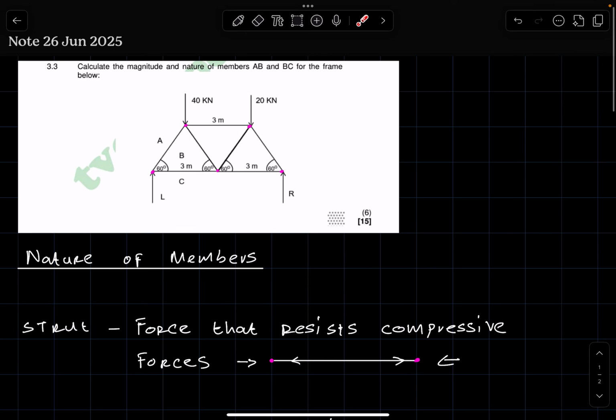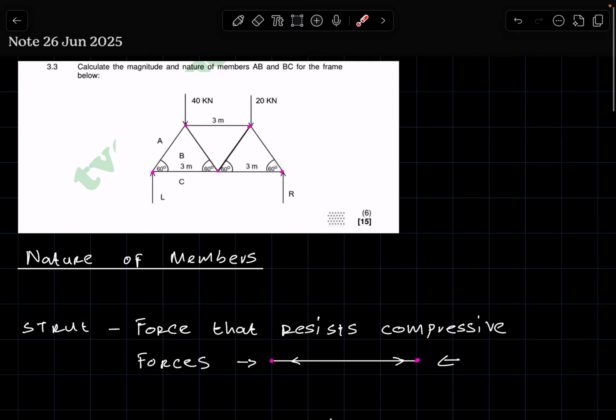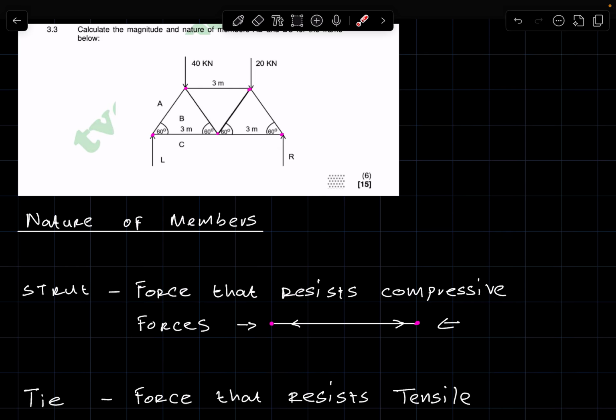So that is what they mean when they say calculate the magnitude and the nature, right? So the nature, essentially, we can say direction, if you will, because essentially we determine the nature of a member by looking at the direction of the force or direction of the member. Now they're looking for member AB and BC.